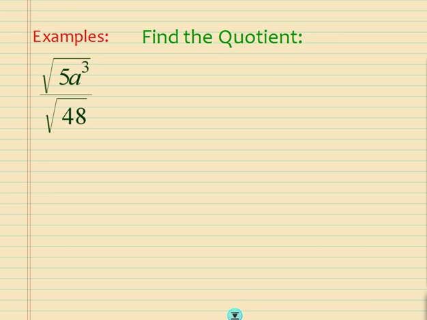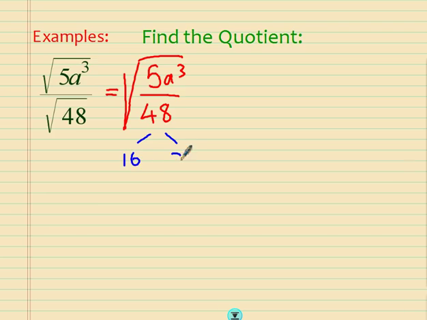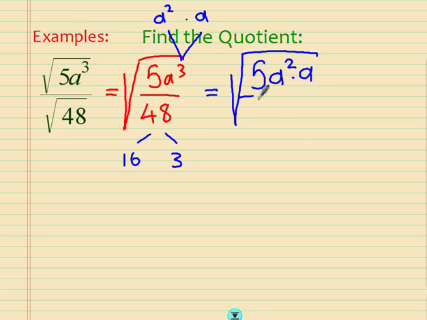Let's look at another example where we have variables involved. If I put both of these into one big square root, we will have 5a cubed divided by 48. Now, 5a cubed and 48 do not have any common factors to simplify. So at this step we are going to try to identify perfect squares. 48 can be split into 16 and 3. A cubed can be split into a squared and one more a. So let's write our problem again. 5a squared, one more a, divided by 16 and 3.